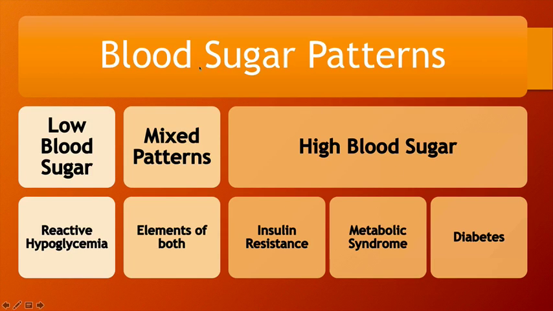On the right-hand side, we'll skip the middle there for a second. On the right-hand side, we have high blood sugar states, which is really kind of a continuum. All the way at the most extreme end, we have the different forms of diabetes, right? Type 1, type 2, etc. But all of these, the high blood sugar states, have one thing in common.